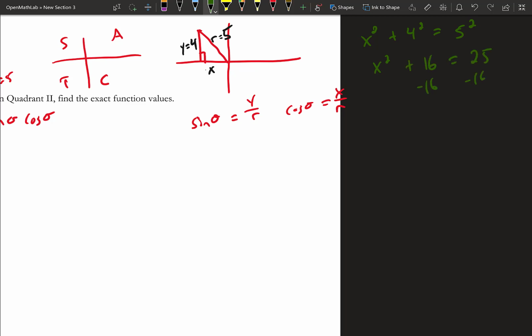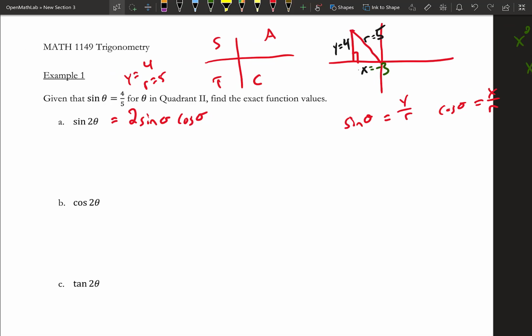Subtract 16 from both sides. We get x squared equals 9. And then take the square root of both sides, we get x equals plus or minus 3. Right, so in this case, since we're in the second quadrant, my x value is negative, right? So x is negative 3.